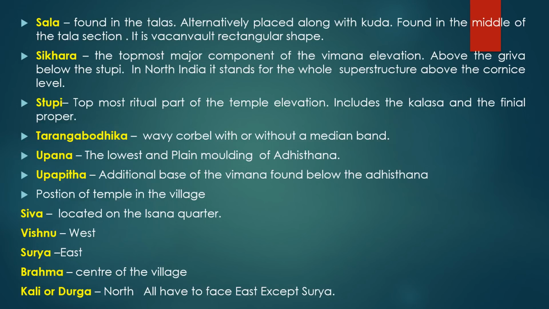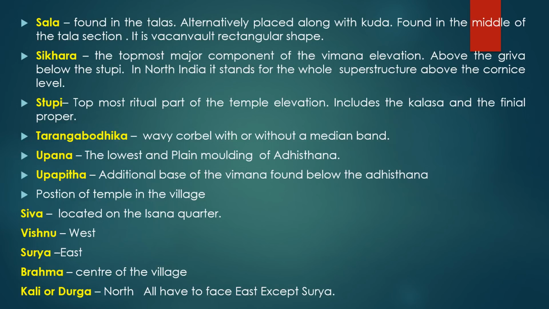Sikhara: the topmost major component of the Vimana elevation, above the Griva and below the Stupi. In North India, the entire superstructure of the Garbhagriha is referred to as Sikhara. But in South India, only the superstructure above the cornice is referred to as Sikhara.